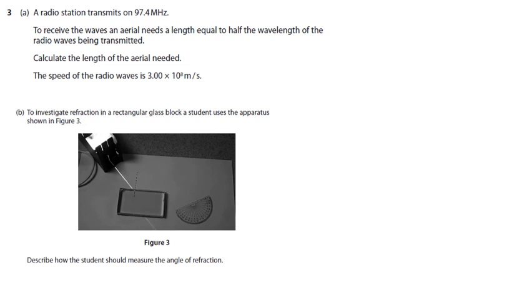Okay. Next one, we're told a radio station is transmitting a signal. We've got 97.4 megahertz. So what is that? What quantity do we measure in hertz? It's the frequency. So the frequency is 97.4 mega. What does mega mean? Mega means 10 to the power of 6, a million. So first of all, we should write that down. We also know the speed, so that's v, is 3.00 times 10 to the 8. That's just the speed of light.